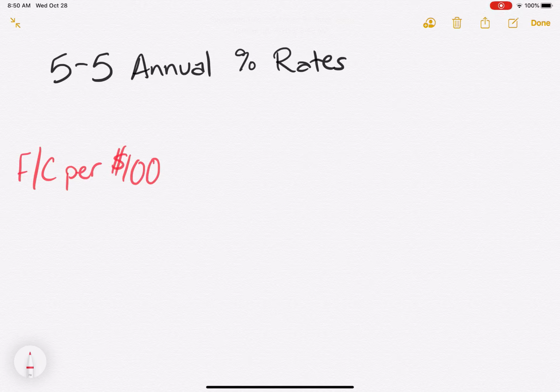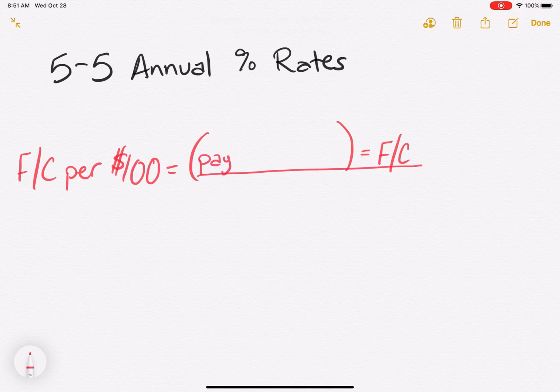Once we calculate this number, it takes us to the table. We calculate this number, and the number then goes to the table. In order to calculate the finance charge per $100, we divide the total finance charge, or total interest. If they don't just give us that, we have to do an equation, and that is payments.